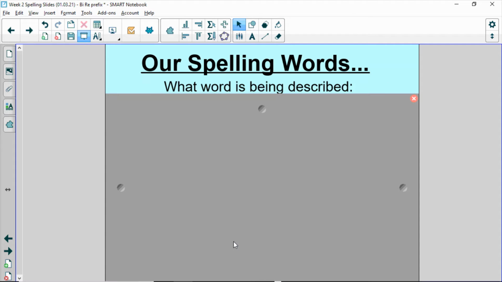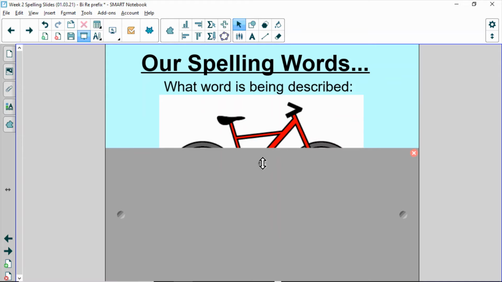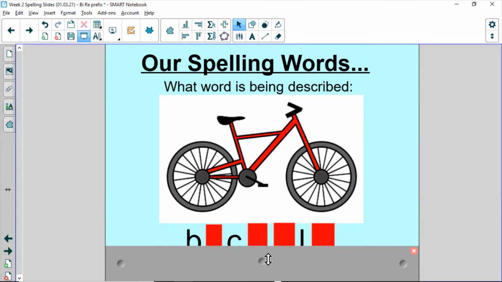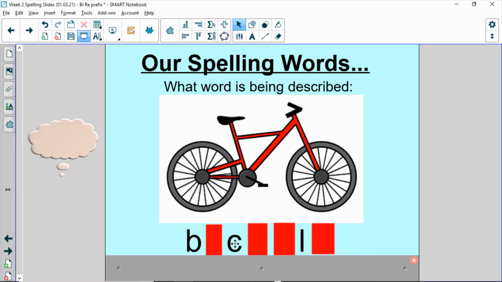Now, I've taken one of our spelling words and I've shown it in a picture. My task for you is, can you guess what word is being described? Let's reveal the screen and look at the picture. Here is my picture. What word is it? And I've given you some letters here. Some are hidden, but you've got 3 letters on show there. Shout out now if you know what word is being described.